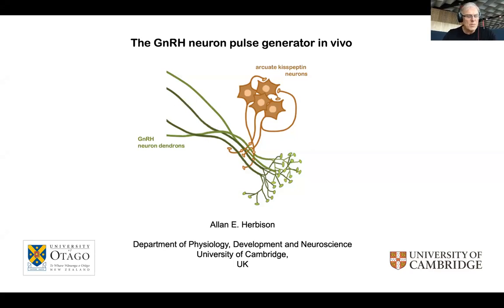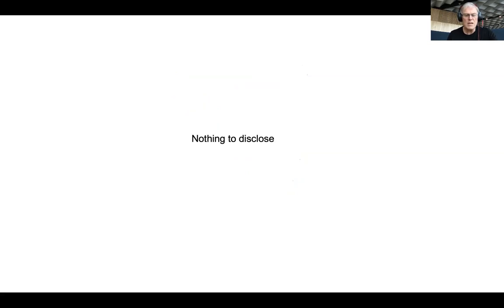My name's Allan Herbison, and I've recently moved from the University of Otago to the UK, to the University of Cambridge. What I want to do today is talk around a couple of recent papers that we've been involved with that have come out that I think shine some light on how the GnRH pulse generator is operating. I have nothing to disclose.